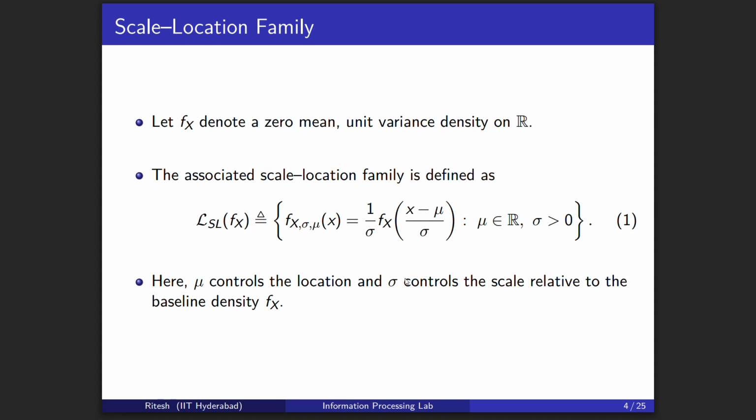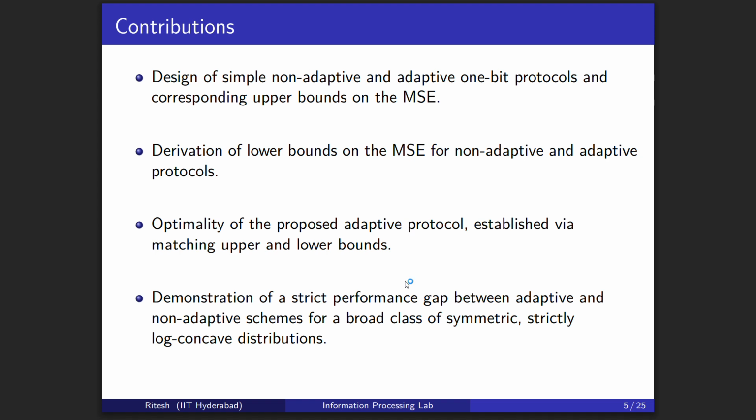So now it's a good time to briefly summarize our main contributions. They are as follows. First, we design simple non-adaptive and adaptive one-bit protocols and derive corresponding upper bounds on mean square error. Second, we derive lower bounds on mean square error for both non-adaptive and adaptive protocols. Third, by matching these upper and lower bounds, we establish the optimality of our proposed protocols. Finally, we demonstrate a strict performance gap between adaptive and non-adaptive schemes for a broad class of symmetric, strictly log-concave distributions.